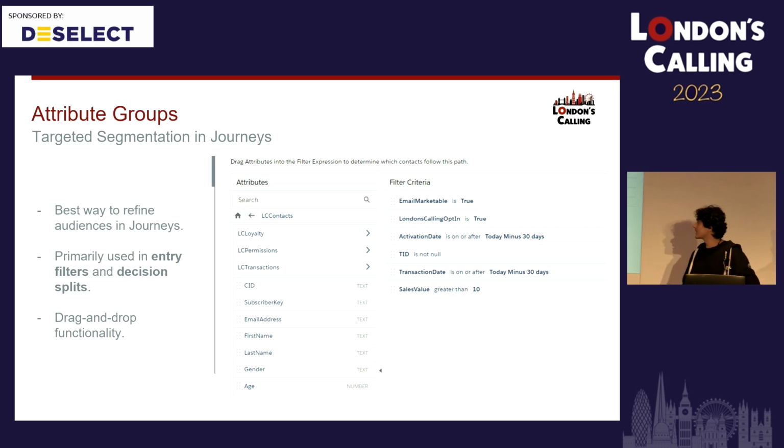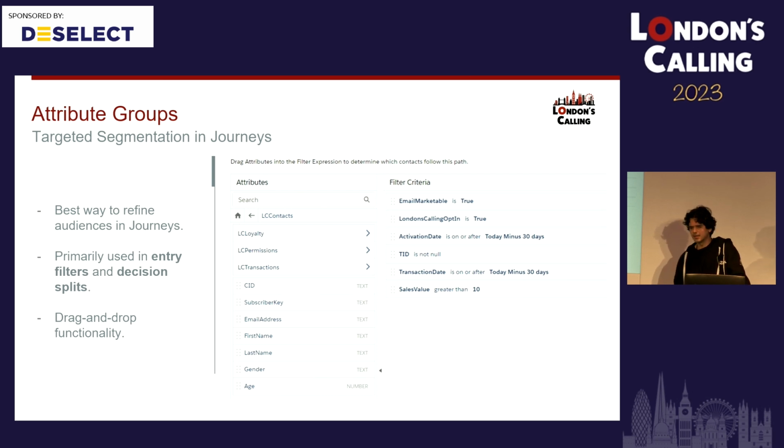Attribute groups, right? They're really the best way to refine audiences and journeys. A good thing about attribute groups is you create your sendable data extension, you have your set of fields, but you don't need to use these fields for your segmentation. As long as you've hooked up all your data extensions in an attribute group beforehand, you can use any data extension, really. You can see that I'm trying to filter off contacts, but I can use permissions, loyalty, transactions, any field, really, and it's drag and drop functionality, not a single line of code needed.